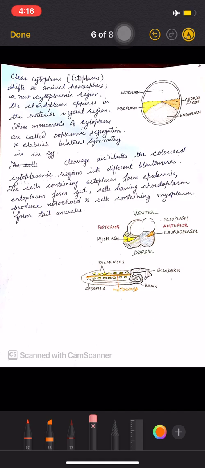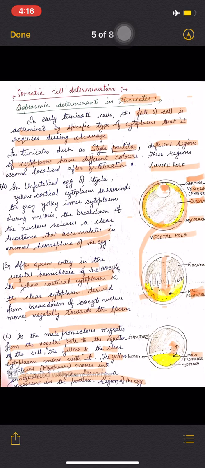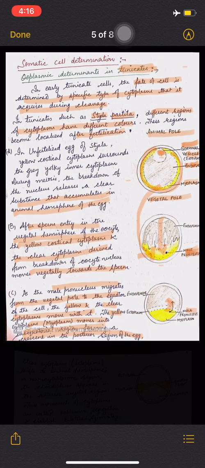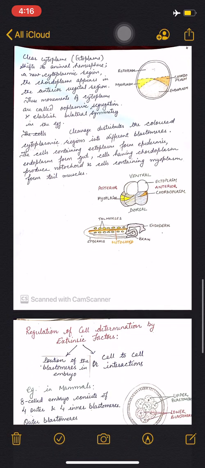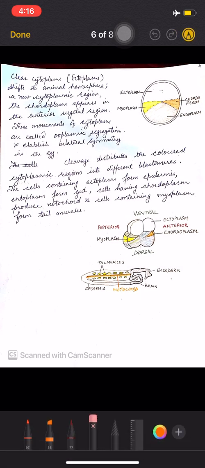If I show you the previous diagrams, you can see that in this diagram, initially the myoplasm was present on the periphery, in the cortical region, and then it shifted towards the vegetal hemisphere. Both ectoplasm and myoplasm moved in the vegetal hemisphere. So in this diagram you can see, right? And in the next diagram, what happened is that they came to lie in the equatorial region, right? So in this region and in this region.